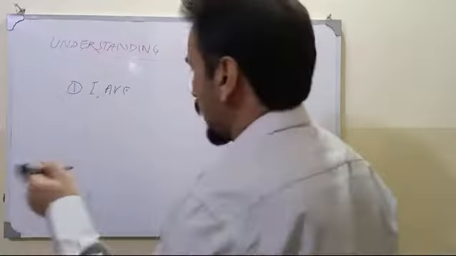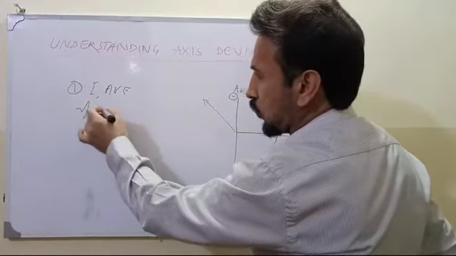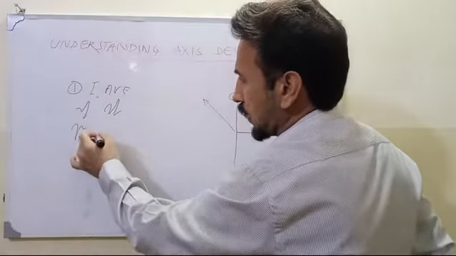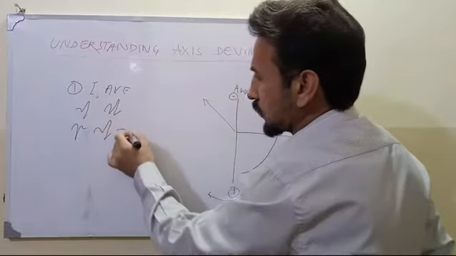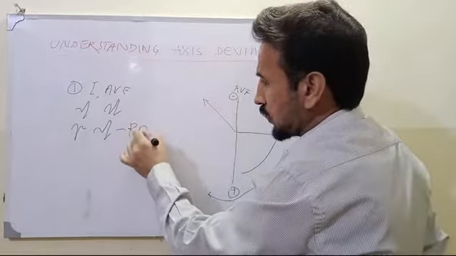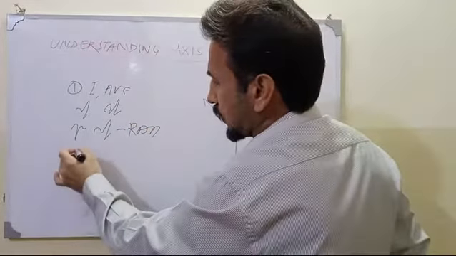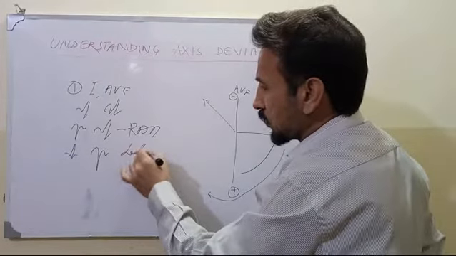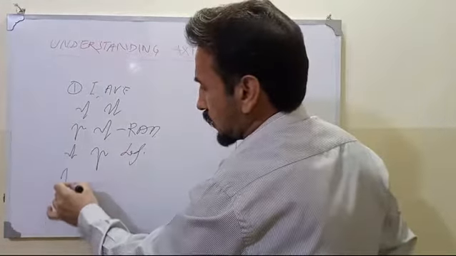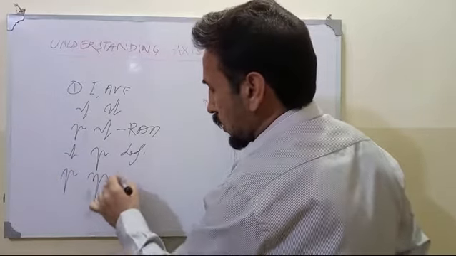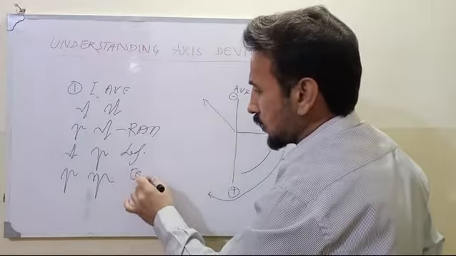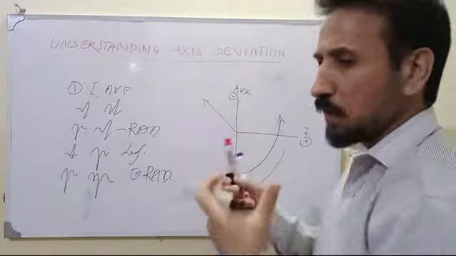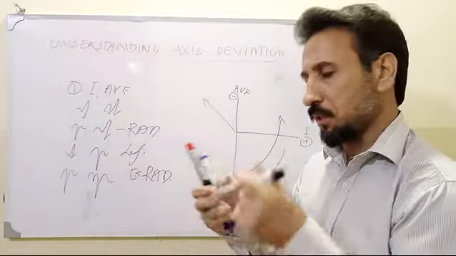So in both upward, this is normal. If it is down in 1 and upward in AVF, this is right axis deviation, right? If it is up in 1 and down in AVF, this is left axis deviation. And if it is down in both, this is extreme right axis deviation. This is very simple and it can be applied by using the thumbs.